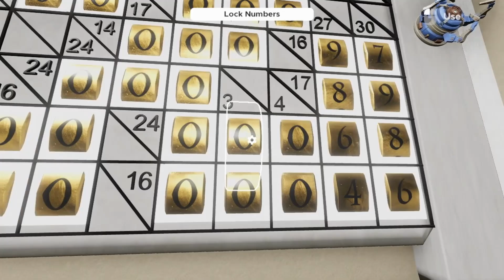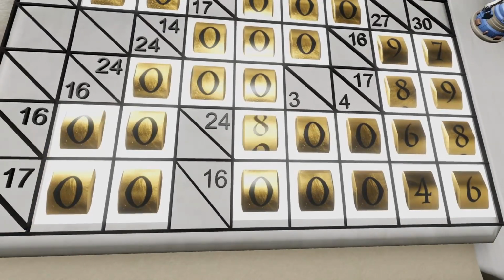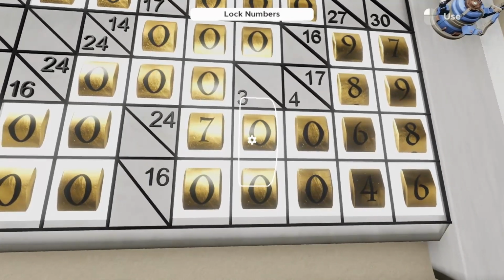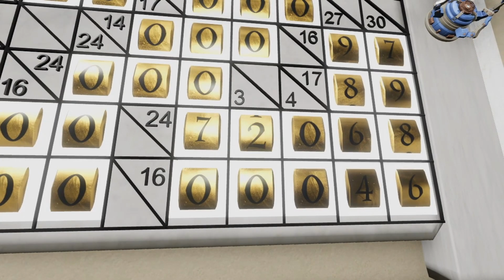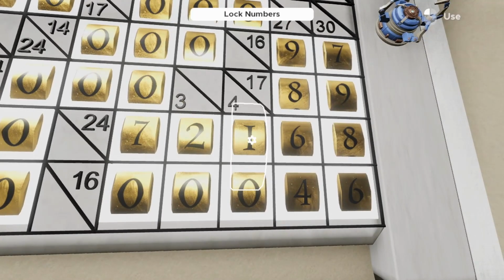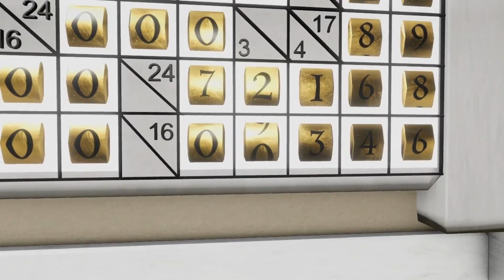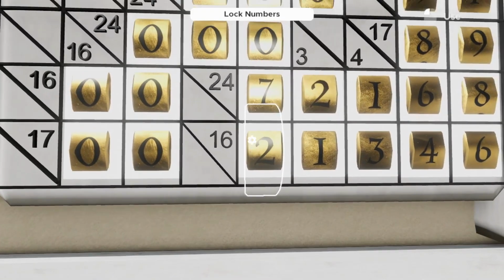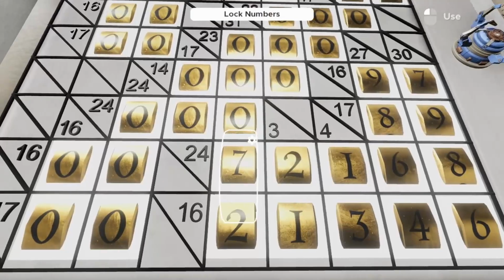Now let's do this 24 with the 6 and the 8. There's one variant. This would be a 7, 1, 2. So 2 has to go here. 1 is here. This is a 3. This is a 1. This is a 2. That got complicated, just for that little bit.